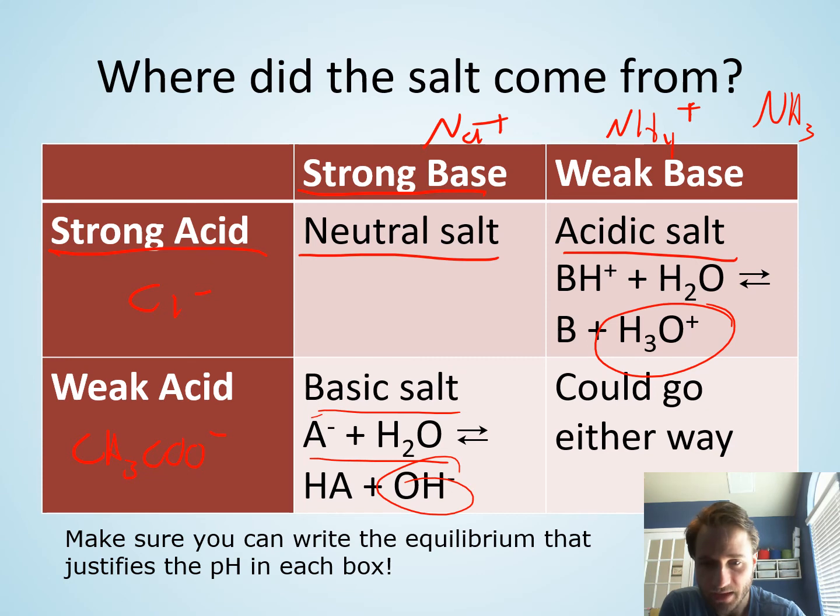And then if your cation is the conjugate acid to a weak base, and your anion is a conjugate base to a weak acid, then the solution could be basic or acidic. It really just depends on the strength of these acids and bases, okay? And it's a lot more difficult to tell.